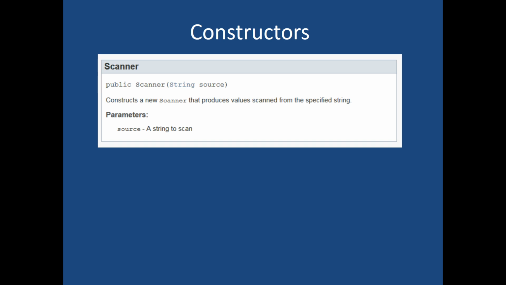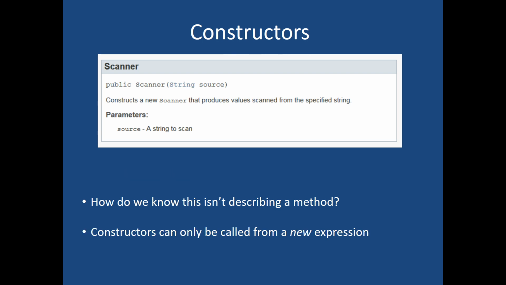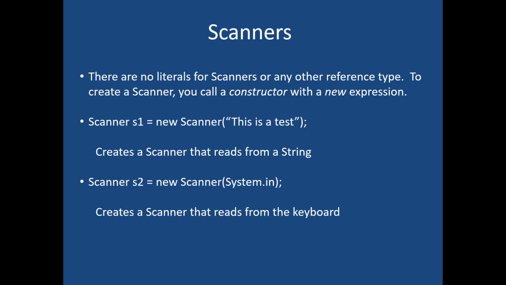So a constructor is how you create objects. The other methods the class provides are for manipulating objects of that type. But these constructors are for creating objects, in this case scanners. So you can see it constructs a new scanner that produces values scanned from the specified string. We know it's not a method because there's no return type and the name of the thing is the same as the name of the class. That tells you it's a constructor. And when you use a constructor, you say new. You're saying give me a new scanner. Create a new scanner from this is a test. Create a new scanner from System.in.